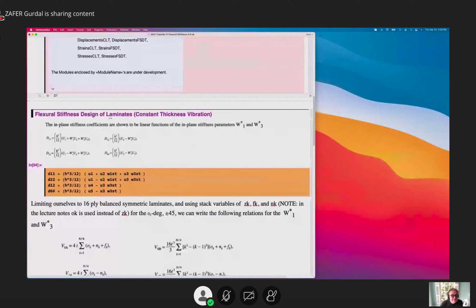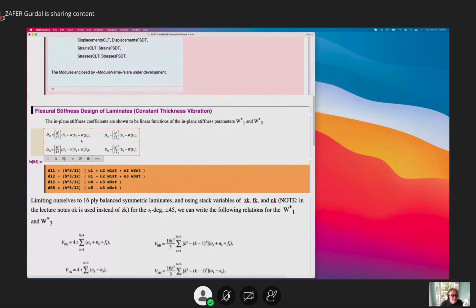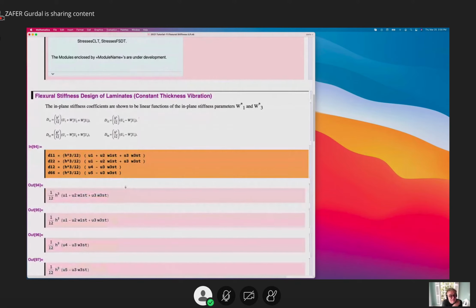So, the flexural stiffness requires definition of D11 through D66. These are from lecture notes, which is the h cubed over 12. h is the total laminate thickness. U1, which is capital U1, U2, U3. But I represent my internal variables, as always, in lowercase. And then the W1 star variable is represented by W1 star and W3 star by W3 star. So these are the definitions of my D11, D22, D12, and D66.